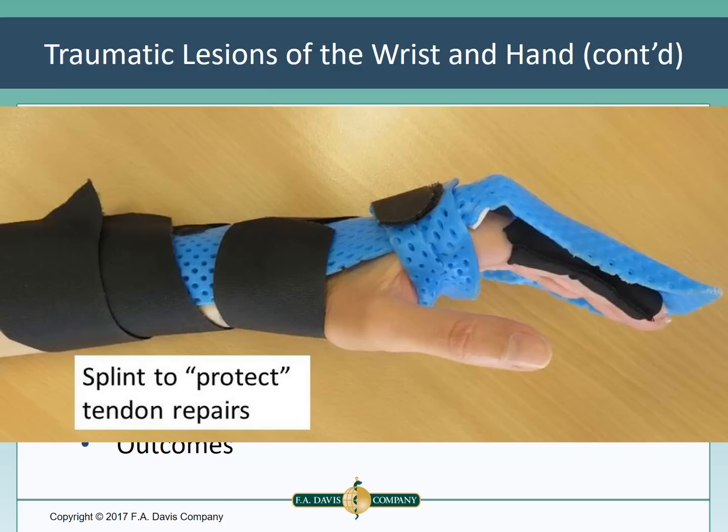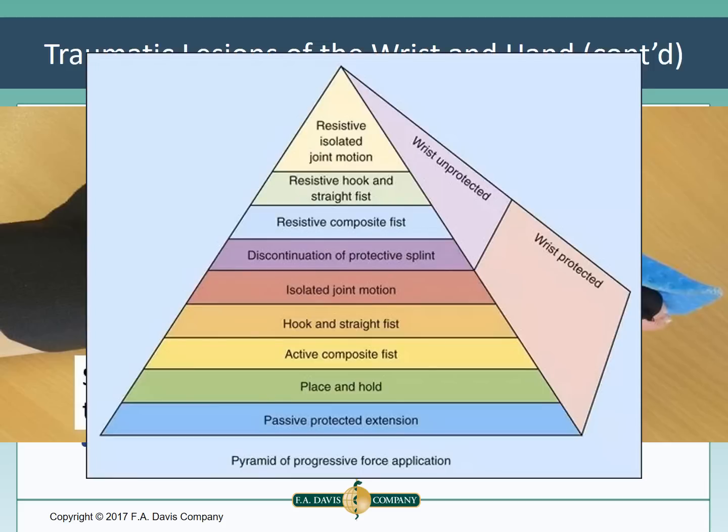So that's how we splint to protect tendon repairs. Again, this would be for a flexor tendon repair. The wrist is in slight extension because we want that more functional position, but the fingers are in flexion in order to keep that flexor tendon in a more slackened position.